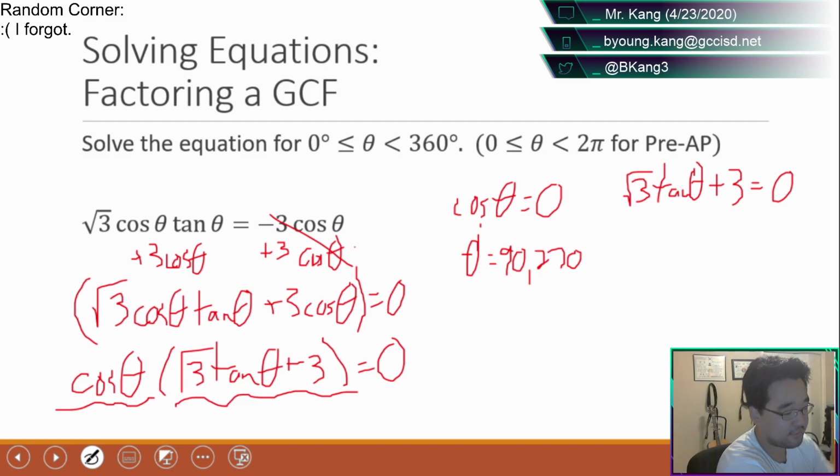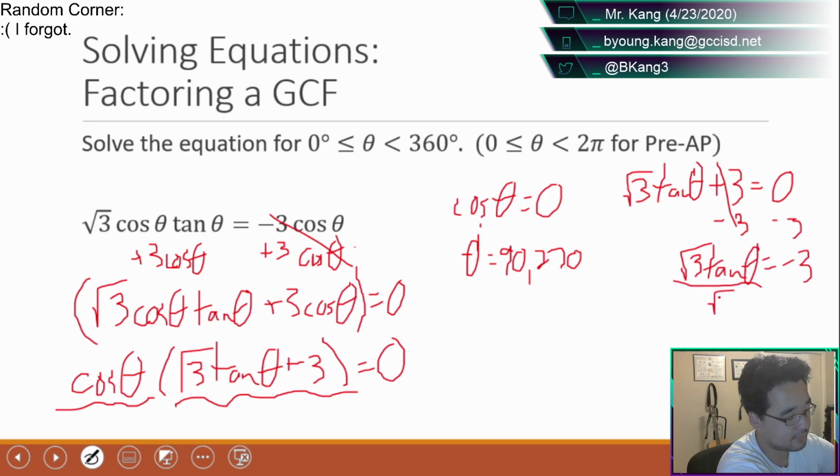Now go to the tangent half. I would subtract the 3. I've got square root of 3 tangent equals negative 3. Divide the square root of 3 over, and you've got tangent theta equals... Now, you do have to rationalize this, right? The reason you're not going to find this on the trig chart is because the square root's on the bottom. So you've got negative 3 over square root of 3. I've got to do square root of 3 over square root of 3.